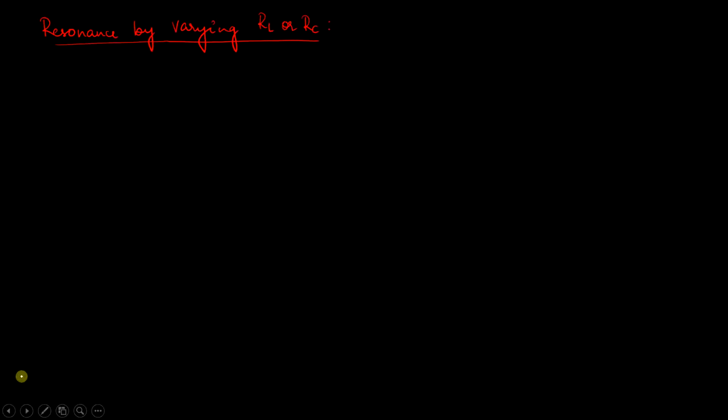Now, from the two branch parallel circuit that we have seen, we can vary the inductor and we can vary the capacitor. Because we have resistance in series, let us check what happens if you vary either RL or RC. In this condition also, one thing to keep in mind is that whenever you are varying the circuit element, you have to keep the frequency constant. So to attain resonance, you have to ensure that current and frequency are kept constant.